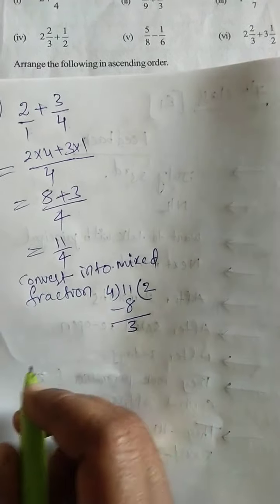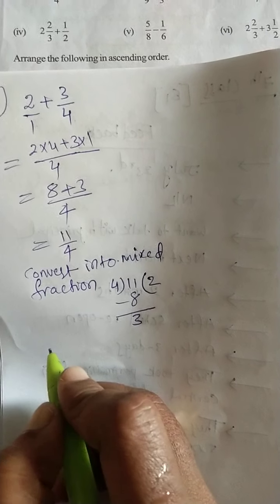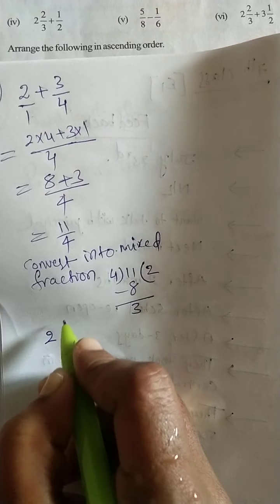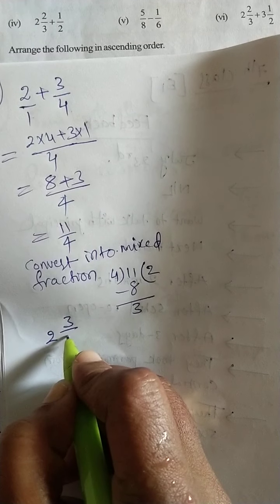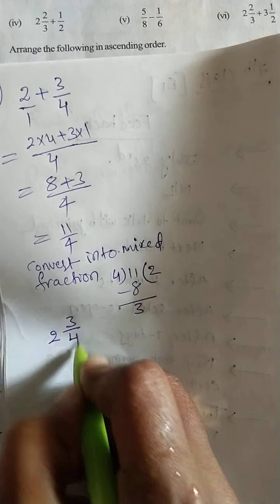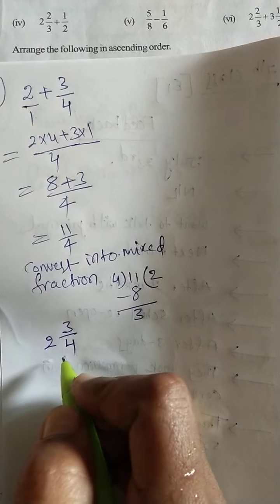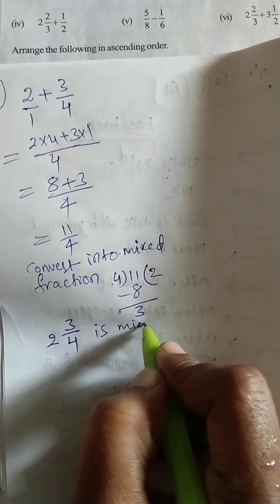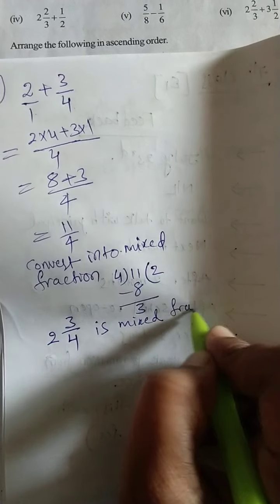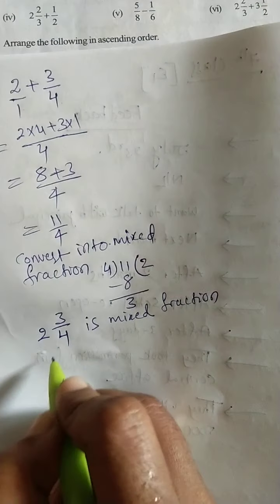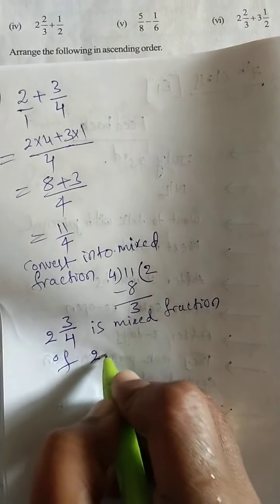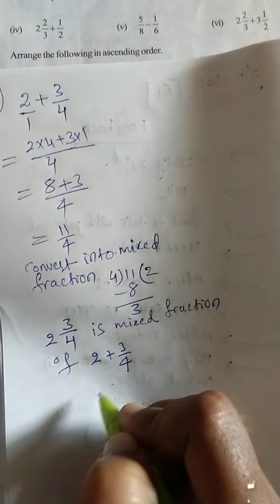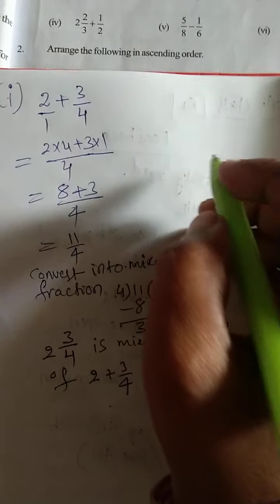Now we should express it as a mixed fraction: quotient, remainder divided by divisor. This is the mixed fraction of 2 plus 3 by 4. Like this we can solve.